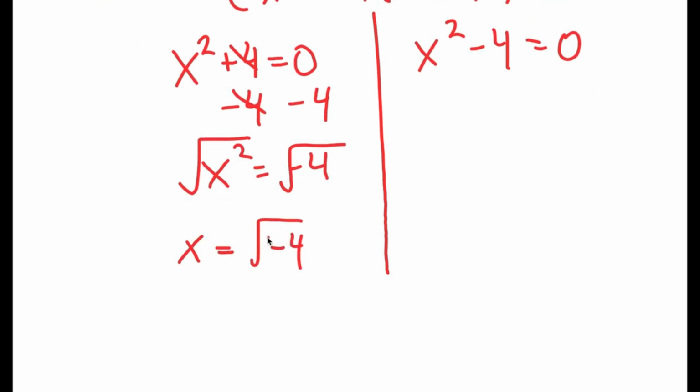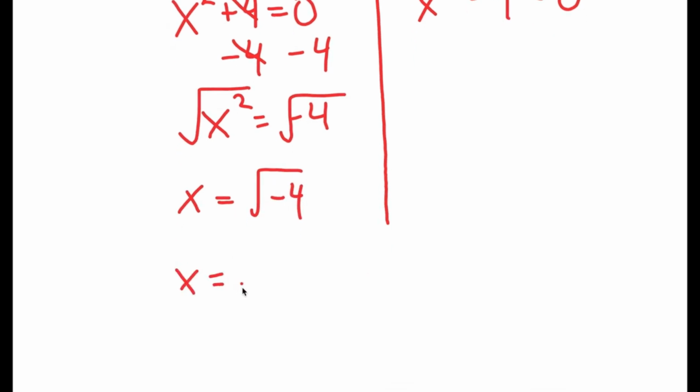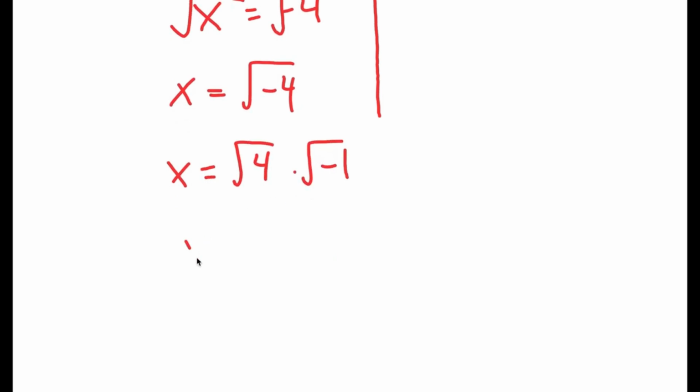Now the square root of negative 4 is the same thing as the square root of 4 times the square root of negative 1. And the square root of negative 1 is equal to i, so I get x is equal to 2i. And this is positive or negative.